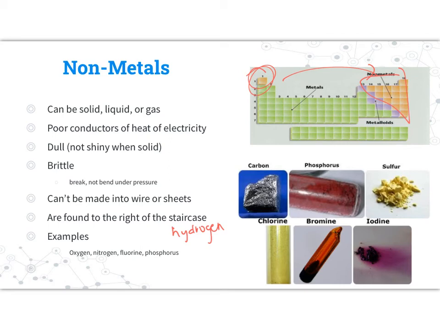We've seen some examples here. You can see carbon is a solid, phosphorus is a solid, sulfur is a solid, and they are totally different. They are not shiny. Carbon kind of looks shiny here, but carbon can be a diamond, which isn't necessarily shiny or lustrous. Carbon can be graphite. Carbon can be soot. So we're looking at one type of carbon here. We can see that they are all different states. Chlorine is a gas at room temperature. Bromine is a liquid. And iodine is a solid.